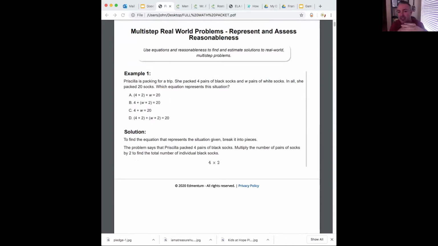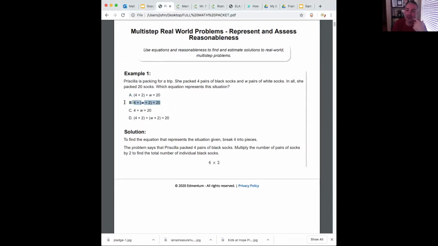Example 1, Priscilla is packing for a trip. She packed 4 pairs of black socks and W pairs of white socks. In all, she packed 20 socks. Which equation represents this situation? So there's some answers there, and it'll tell us what the solution is. So A is 4 plus 2 plus W equals 20. I'm sorry, 4 times 2 plus W equals 20. That'd be this one right here.